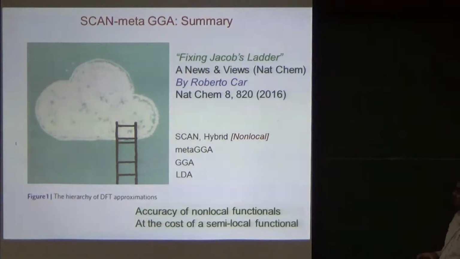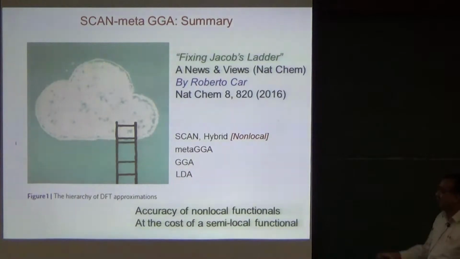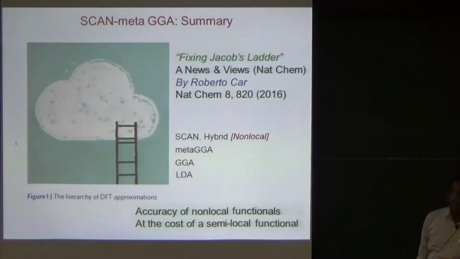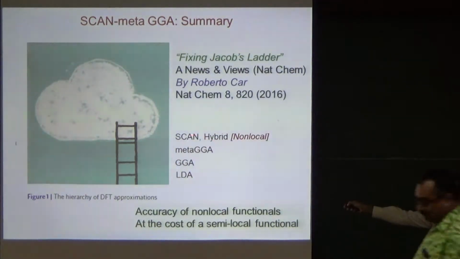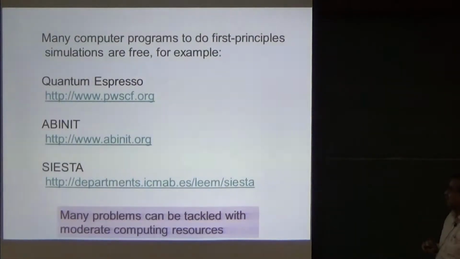There was a News and Views article by Roberto Car on this paper, which says it's fixing Jacob's ladder, in the sense that if you want a method which is super accurate, which works for all types of problems, a heavenly method, well, these are the various approximations that you go through. LDA, what I told you, is the lowest level of approximation. And what we introduced here is this hybrid functional, the SCAN functional, which gives you the accuracy of a non-local method at the cost of a semi-local method. Okay? So we are hoping that this will change the way DFT is applied to a fairly challenging wide range of problems.